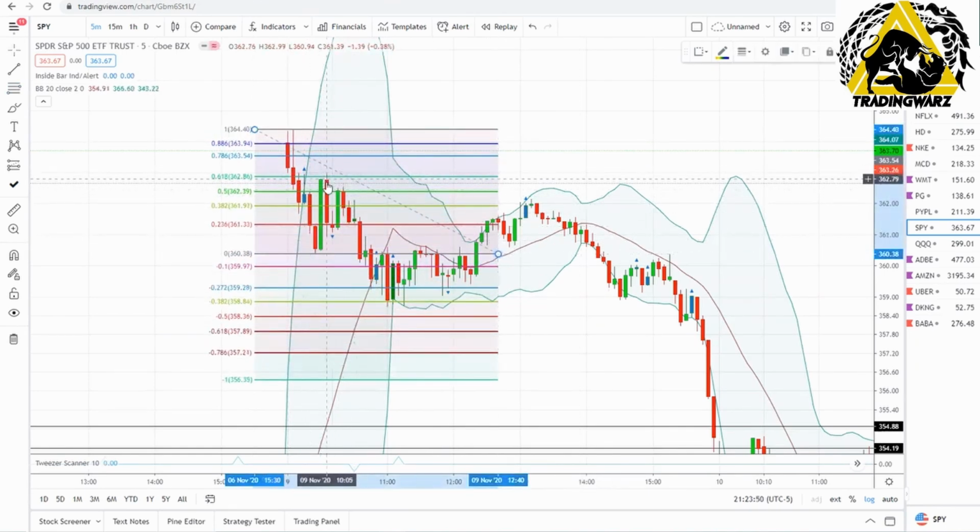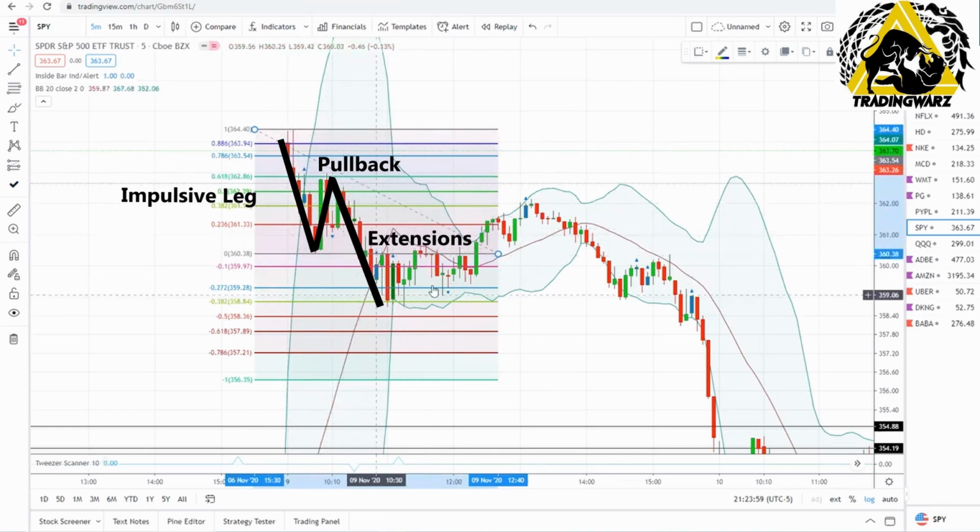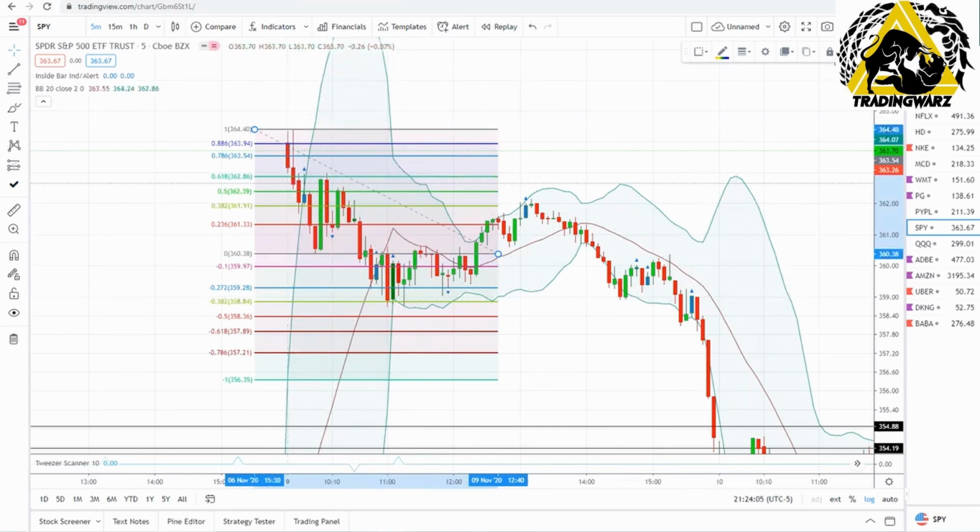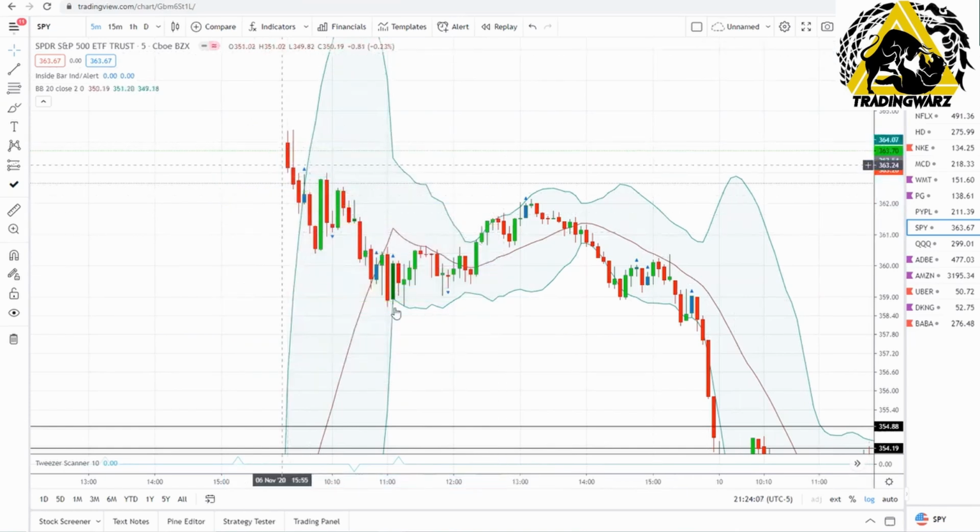This is the 618 retracement. So we can see that this impulsive leg, so here's our impulsive leg down, here's our pullback, and here's our trade to our extension. So the 10%, 272 to 382. Okay, so this is what I like to call the first push of the market.